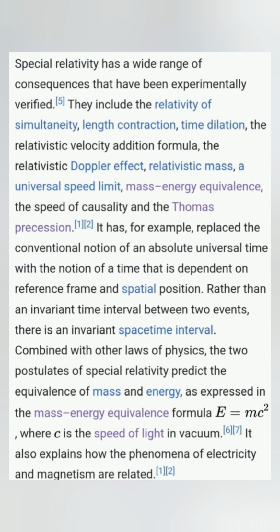Combined with other laws of physics, the two postulates of special relativity predict the equivalence of mass and energy, as expressed in the mass-energy equivalence formula E equals mc squared, where c is the speed of light in vacuum. It also explains how the phenomena of electricity and magnetism are related.